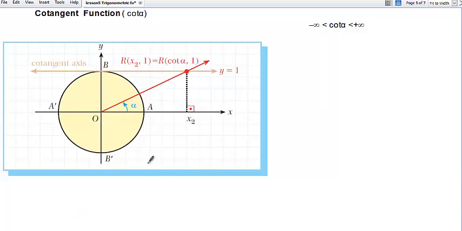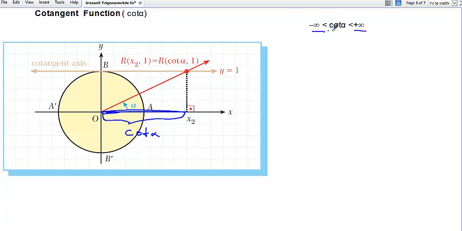This is the last one. When you draw your tangent line perpendicular to the y-axis, which is parallel to the x-axis, the length of the line segment here becomes cotangent of alpha. And here, this length is cotangent alpha.